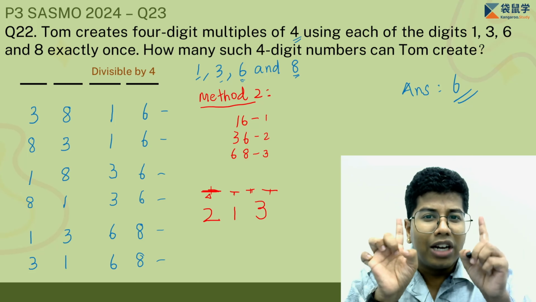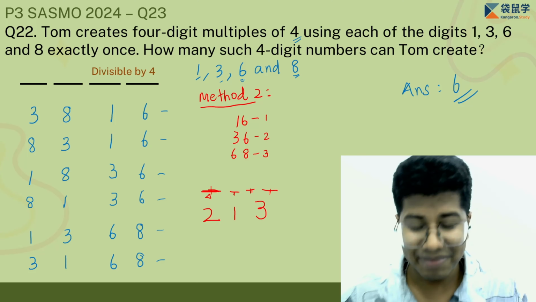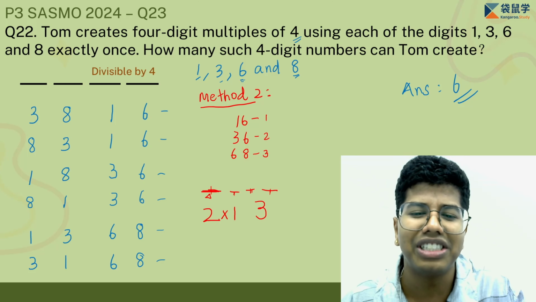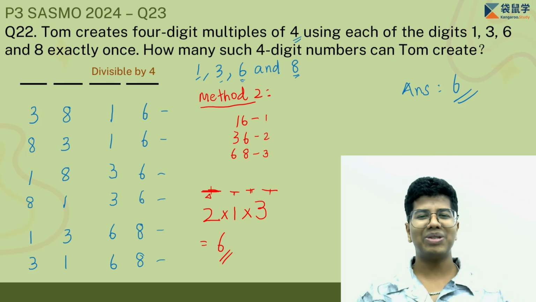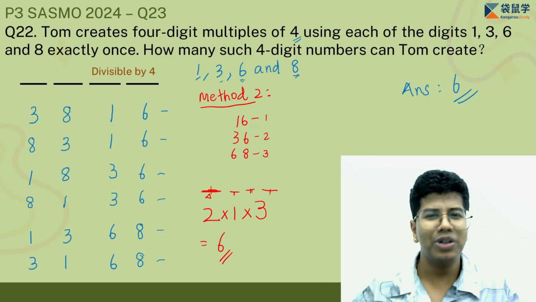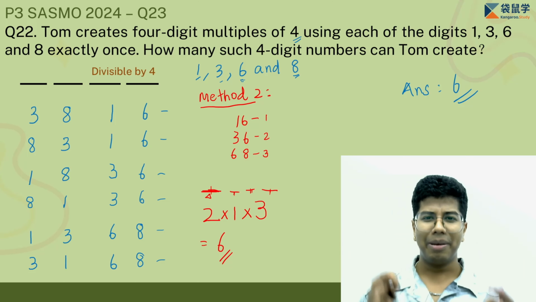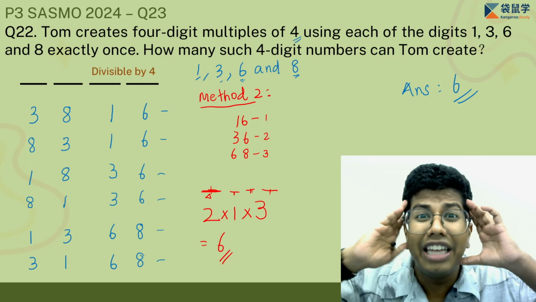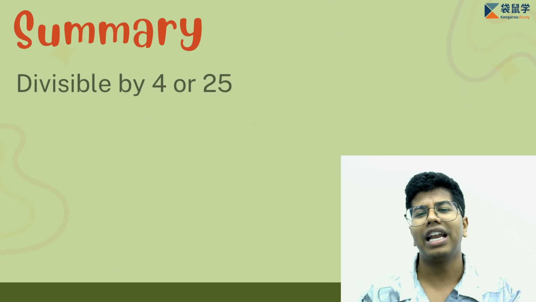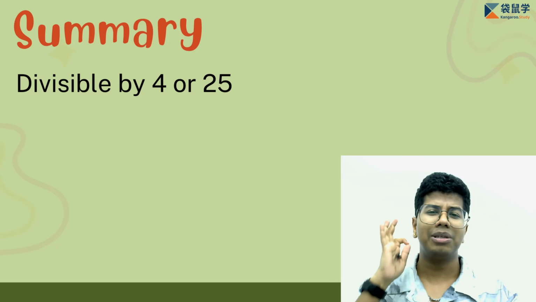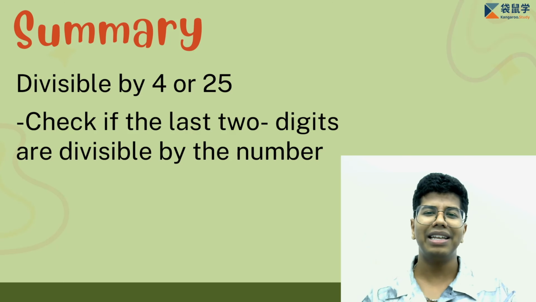Now in order to find the total number of ways, which sign should I put in the middle? Yes, we only put the multiplication sign. And when we multiply, what do we get? We get 6 numbers. So no matter which method you use, you can get the correct answer with both. But the most important part to remember from this question is the divisibility feature of 4 and 25. To find out if a number is divisible by 4 or 25, just check if the last 2 digits are divisible by the number.